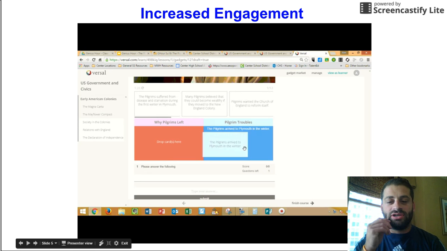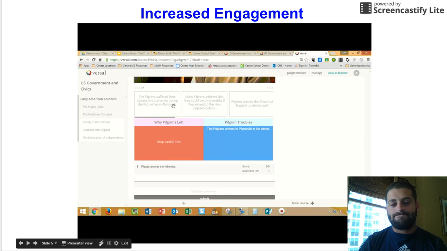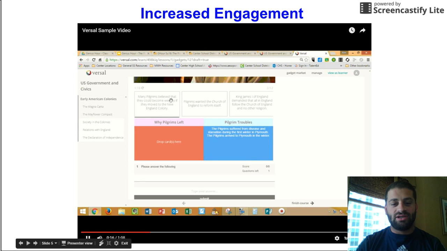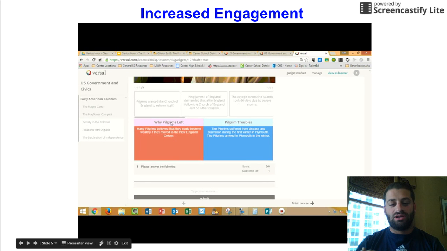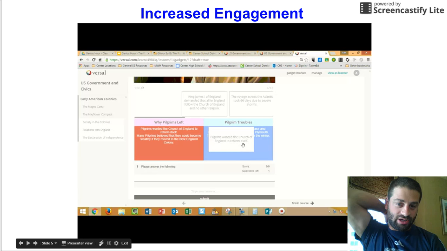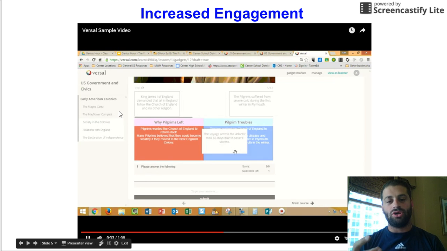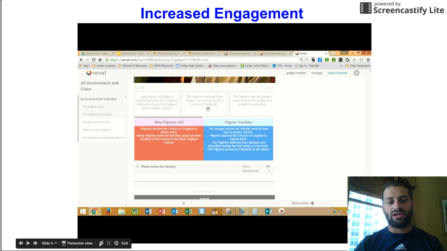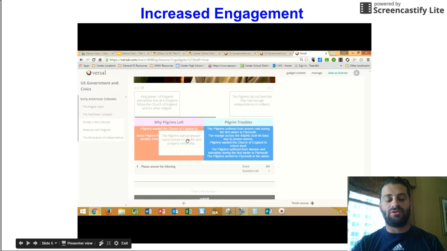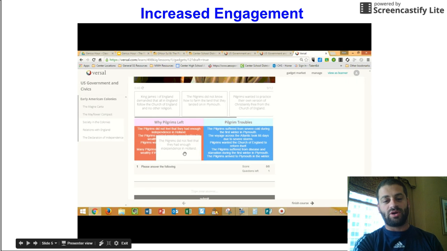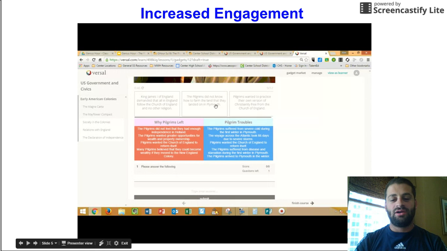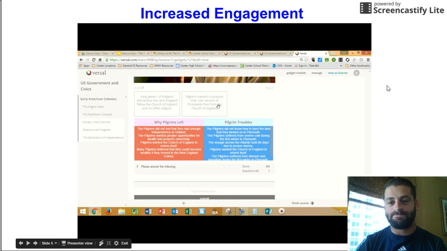And so what you're watching here is one of the interactive widgets that you can use. What I've done is students are looking at why pilgrims left England and Holland, where they went after they went to England, and what troubles they had once they got to the New World in North America. So at the top, right here, you see several online note cards, and then students have to click and drag those into the correct category. And in some cases, they might fall into both categories. In this one, it's not so much the case. Pretty clear why pilgrims left or what troubles pilgrims had. But you get the picture of what's going on there.